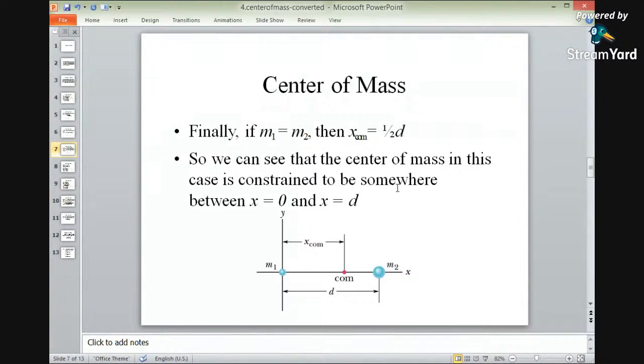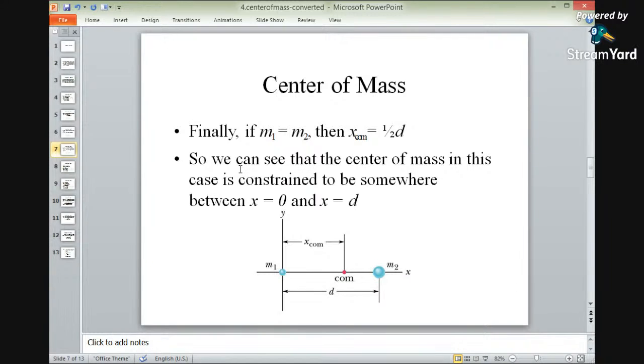Again, finally, if m1 is equal to m2, what will be the distance? The distance will be half, because we are assuming it at the center. We are taking it at the center. Therefore, if m1 and m2 are both available, that means it will be at the center. That is equal to d by 2.